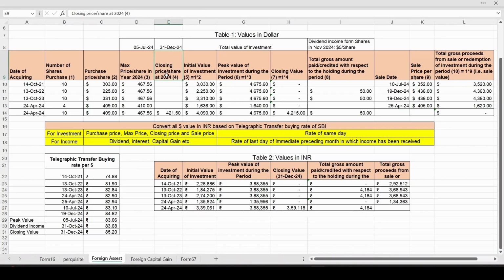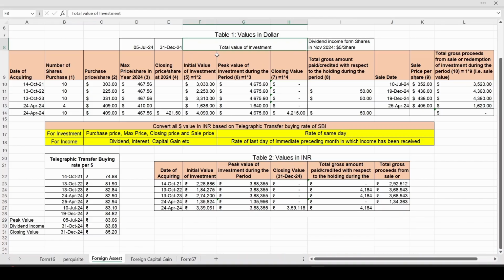And next we need to mention the closing price per share on 31st December 2024. For the first 4 entries we have sold, so the closing price would be 0. And for the fifth entry, the closing price would be $421.50 per share on 31st December 2024.